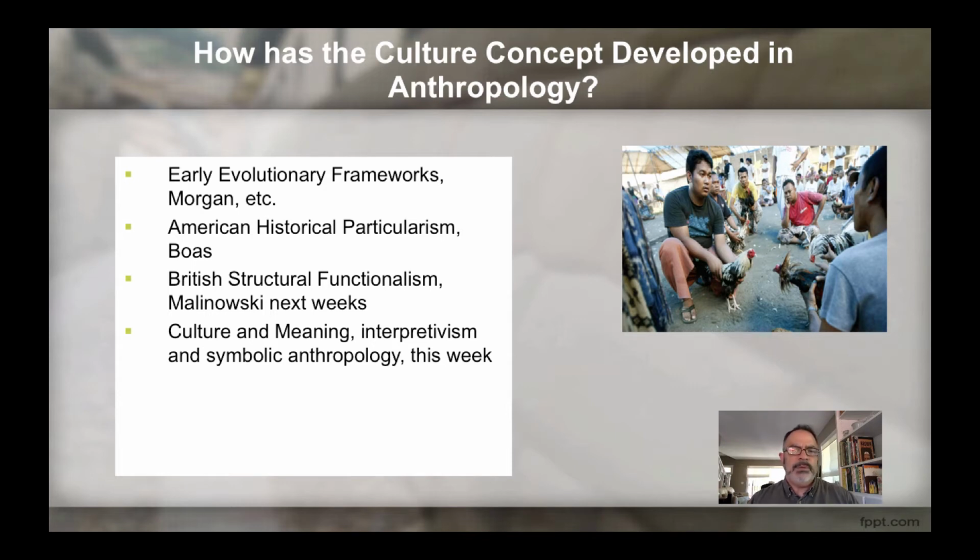In the next few weeks we'll be looking at Malinowski and structural functionalism, and basically what he says is that there's a logic to the way people do, and sometimes it's contradictory to what people say they are doing. And finally, this week we're doing culture and meaning, how to interpret symbolic meanings and oral meanings in what we see around us in culture and come up with a deeper context for those visuals.